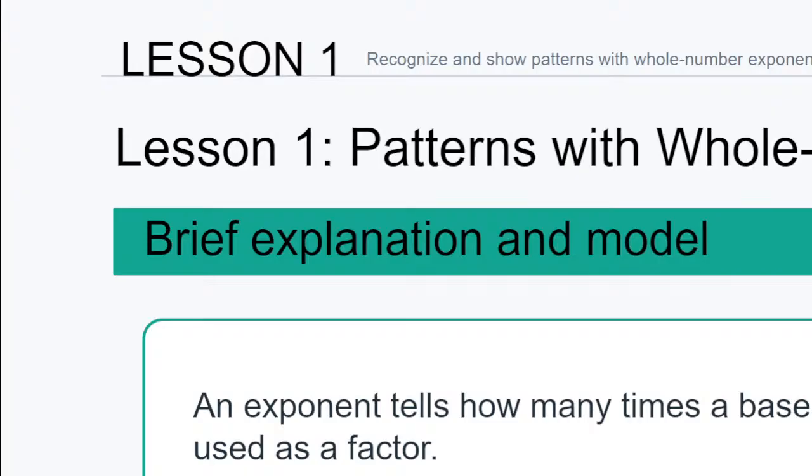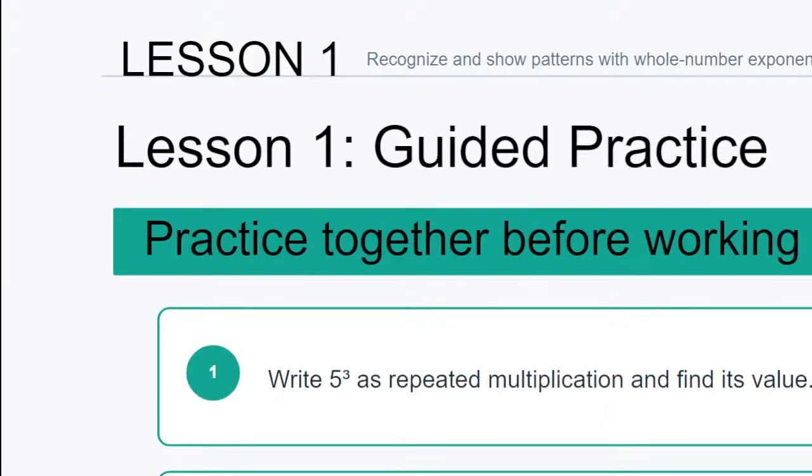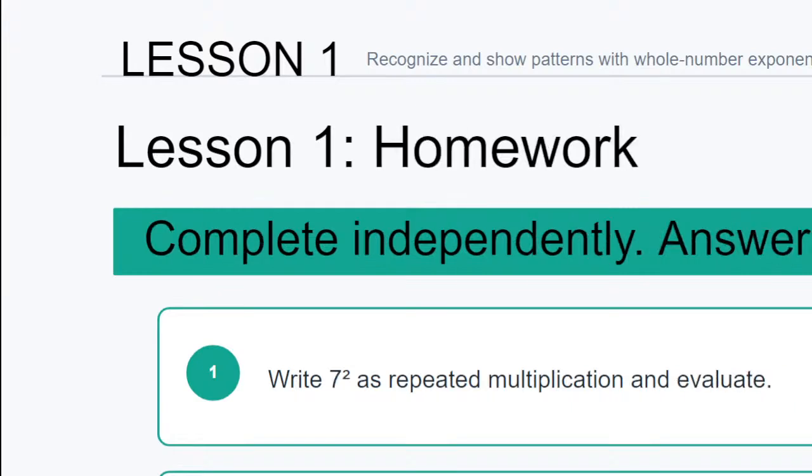That's an example. 3 fourths. That's the practice. Explain how you know. That's the homework. Number 1, write 7 squared as repeated multiplication and evaluate. Number 2, write 6 times 6 times 6 using an exponent.